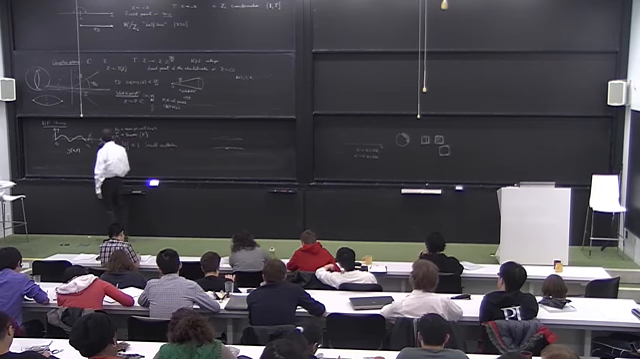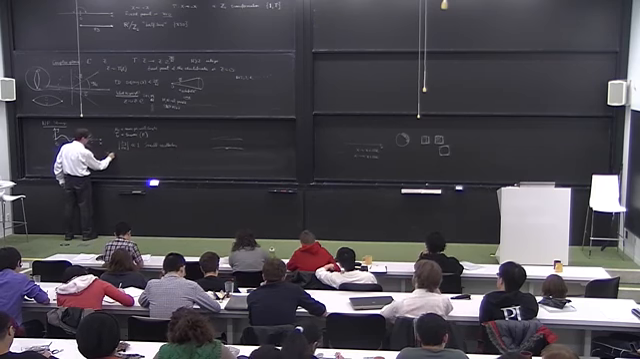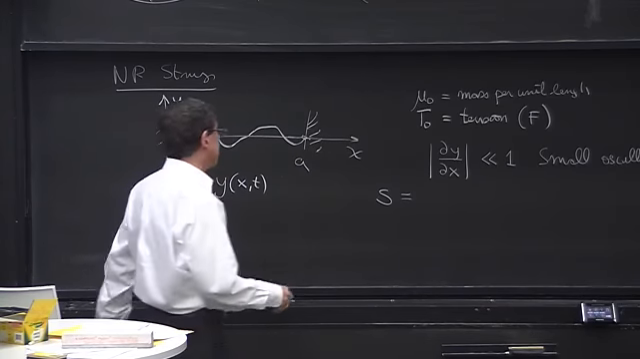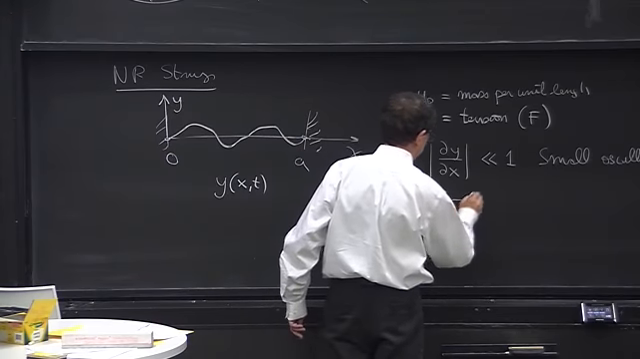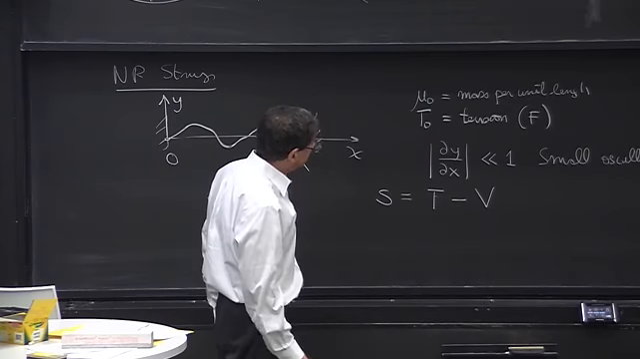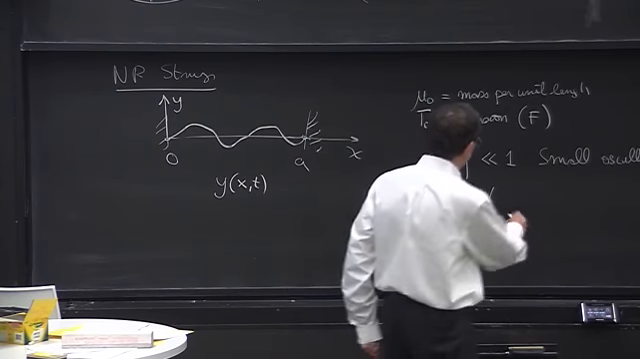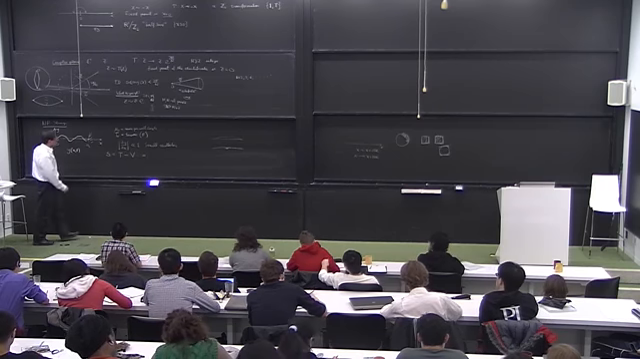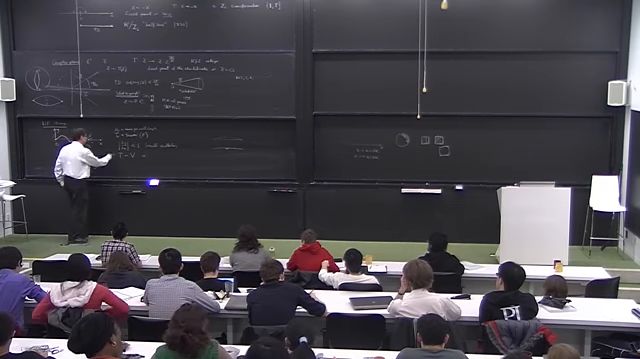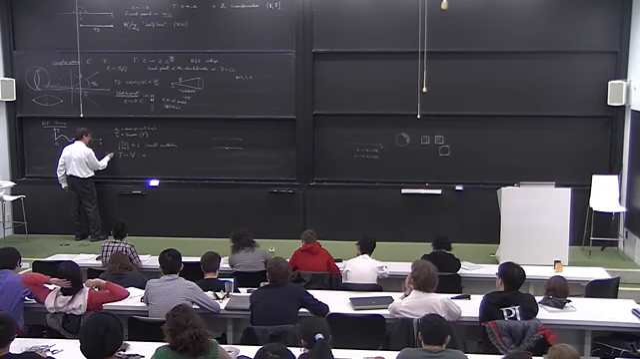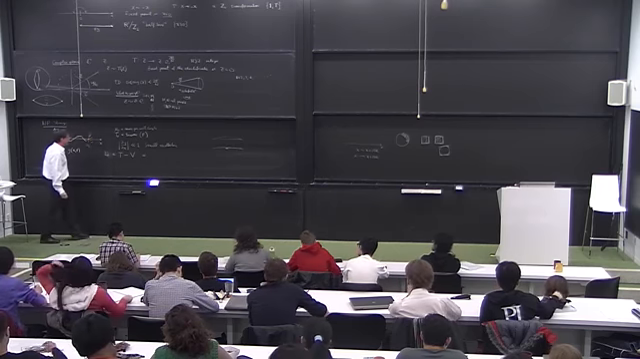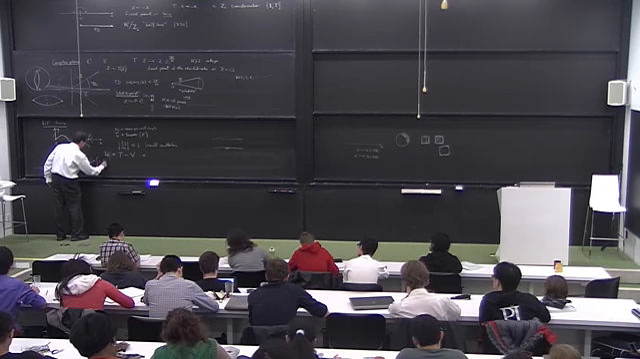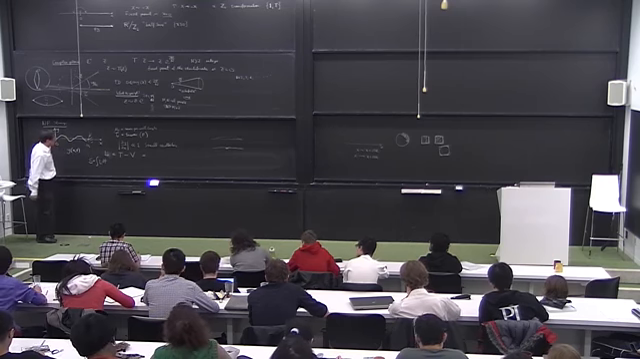Now I want to write an action for this thing, and the action is the kinetic energy minus the potential energy. So what is the kinetic energy? Sorry, I'm being very imprecise. The Lagrangian is the kinetic energy minus the potential energy. The action is the integral of the Lagrangian with respect to time. So we're trying to write the Lagrangian.